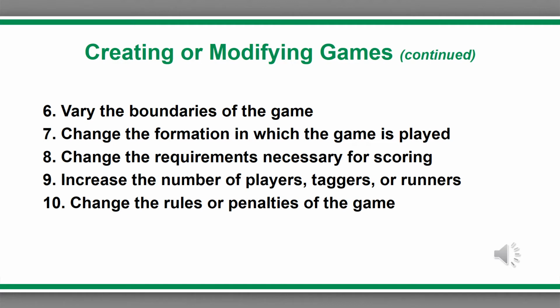Number 8, change the requirements necessary for scoring. Instead of scoring a certain way, you could change that. Number 9, increase the number of players or taggers or runners. Depending on the size of your class, that can be easily done. Number 10, change the rules of the game or change the penalties of the game. Instead of saying a maximum of 3 dribbles or allowing the players to hold the ball for no more than 3 seconds, you can change that time frame.